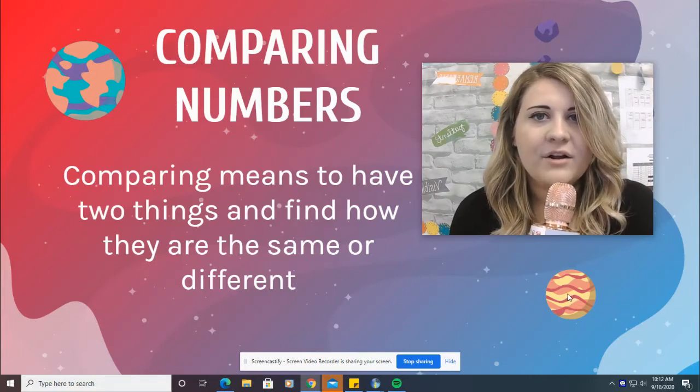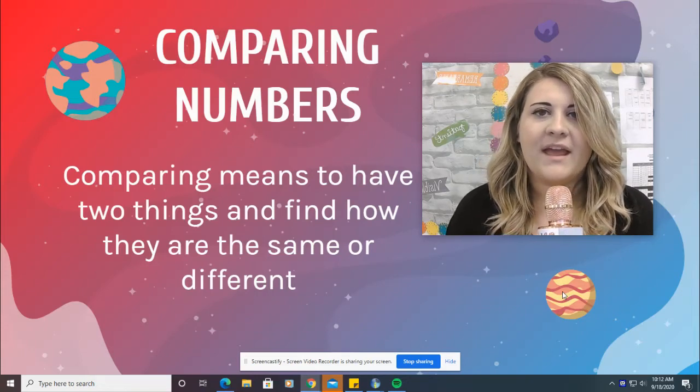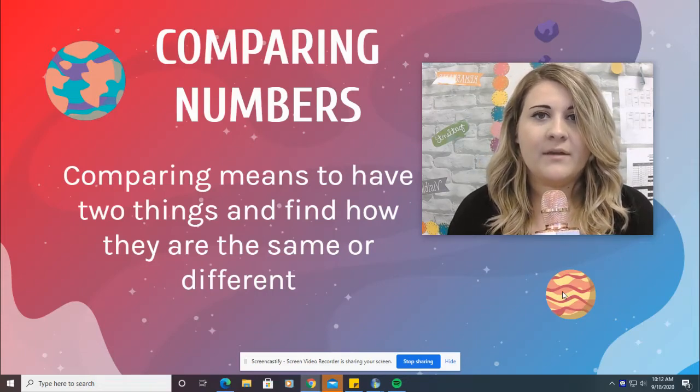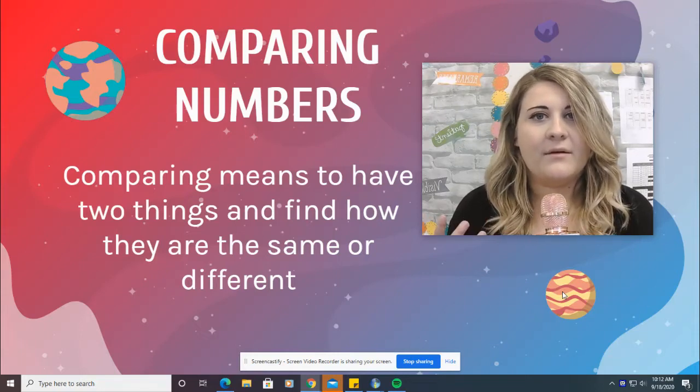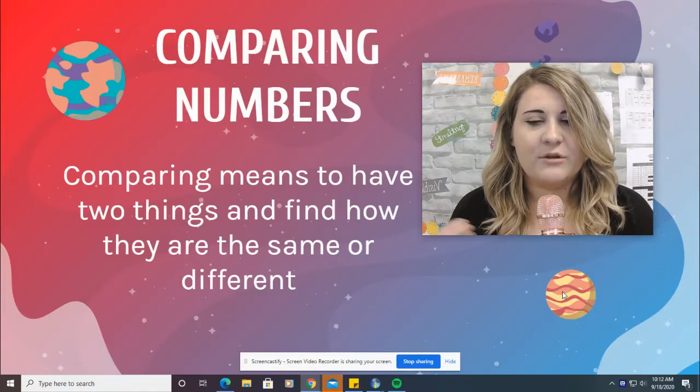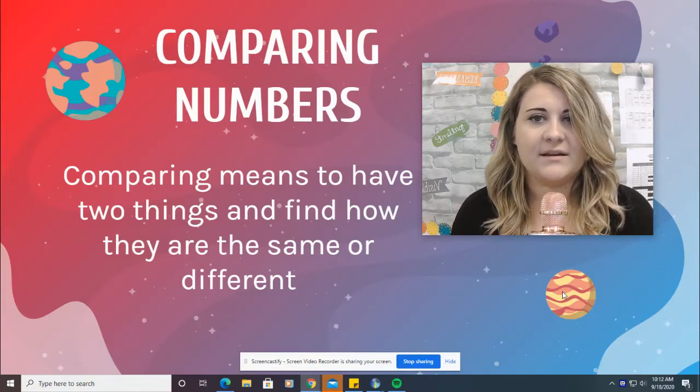So you can compare two things, pretty much any two objects, people, whatever you want to compare, and find how they're similar and how they're different, okay? They are not exactly the same, so they are not equal. These planets are not equal. So with numbers, we're going to be looking and seeing if we can find a difference in those numbers to see which one the gator is going to eat, okay?